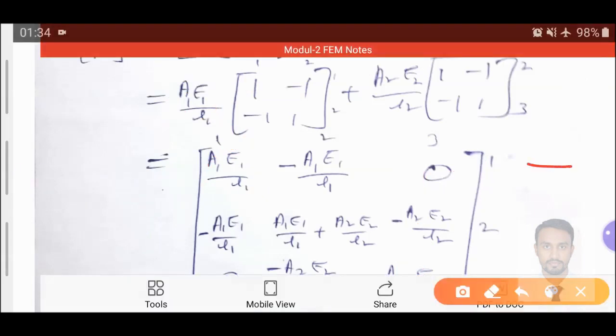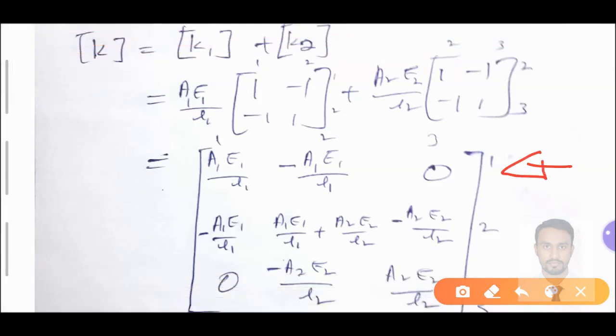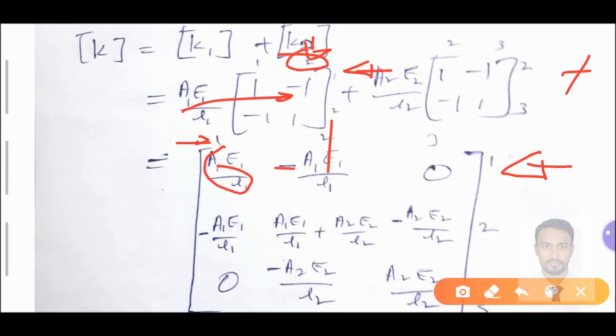Likewise, first row first column, we got this value, and first row second column. This one is first row second column. This is the first row we have. We don't have first row second column here. This one, first row second column, what we have is 2. So when I multiply this value here inside, it is minus A1 E1 divided by L1.